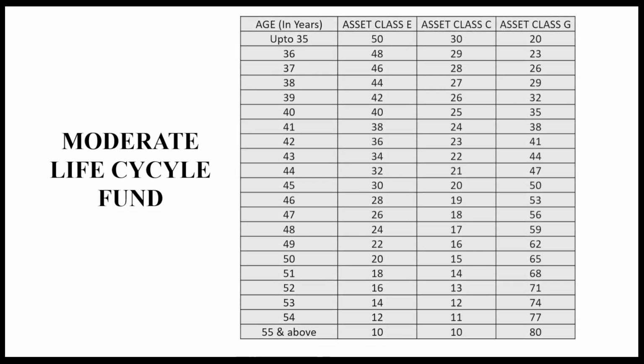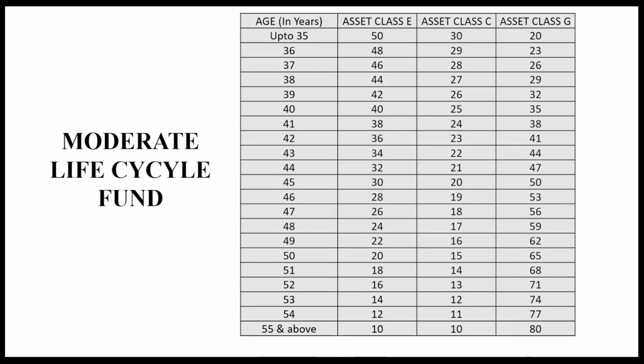और अब बात करते हैं moderate life cycle fund की, that is LC50, in which 50% of the money is invested into equity class, 30% of the money is invested into corporate bonds, and 20% of the money is invested into government securities. This is up to 35 years of age, and as you are getting old, this money in equity is getting reduced.